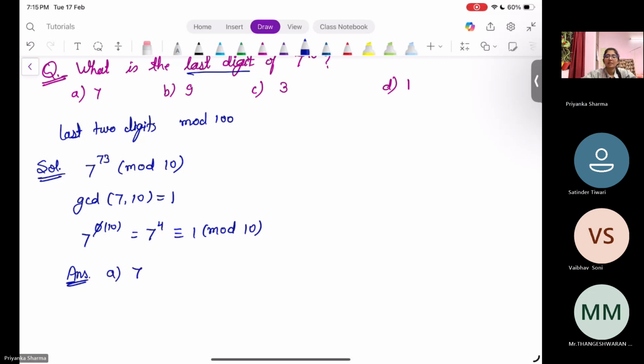Can you all do this? Vaibhav? Yes, ma'am. Is it clear? Yes, ma'am, it's clear. Okay, okay.